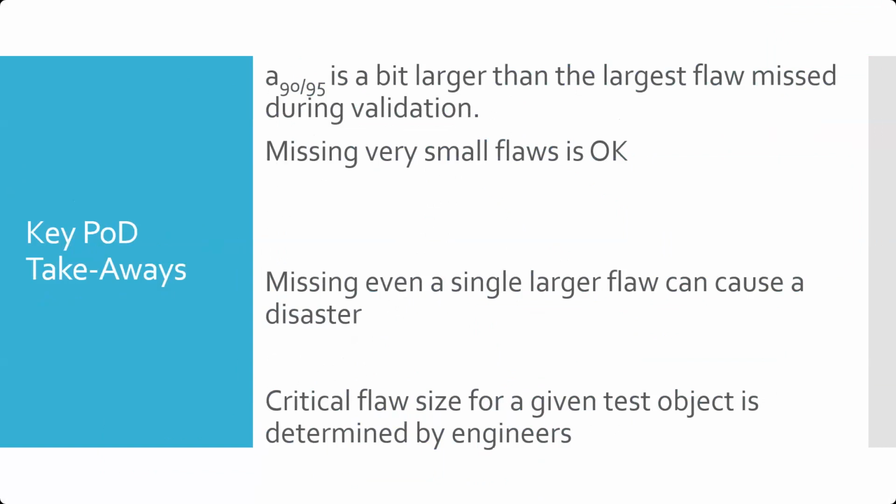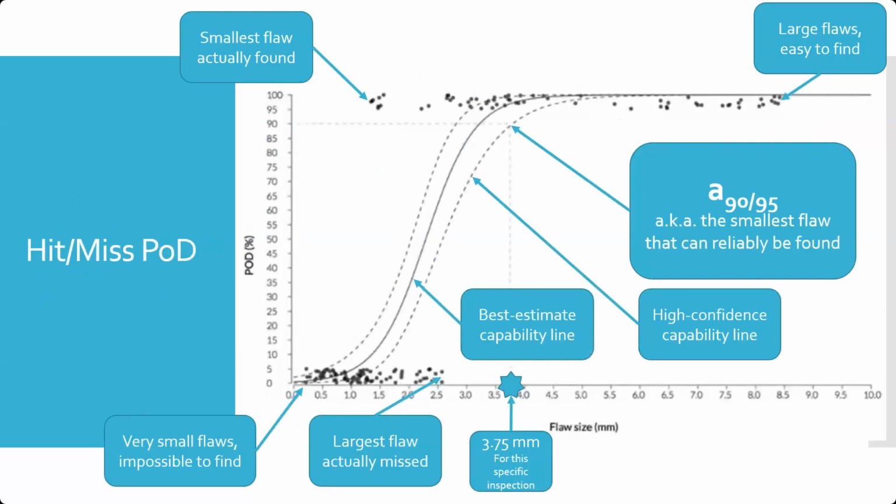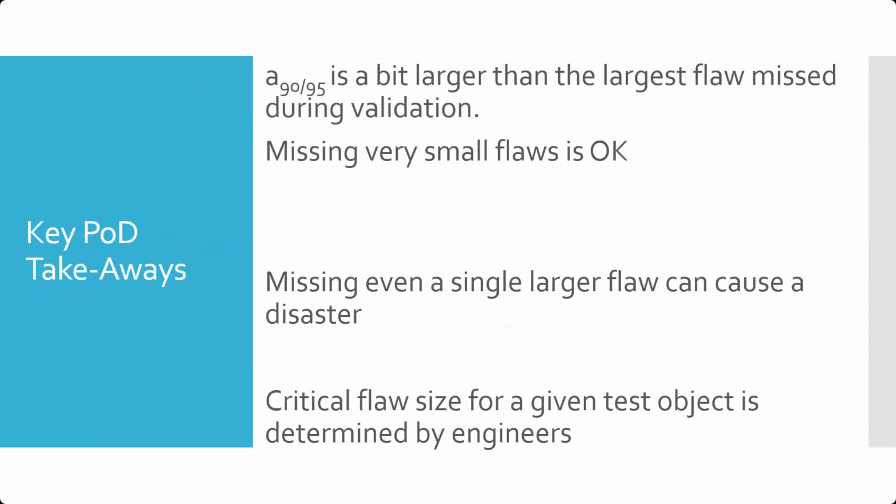But missing even a single larger flaw is highly likely to cause, or can cause, a disaster. And so the critical flaw size for a given test object oftentimes has to be determined by engineers, and specifically engineers and material scientists. So that's where that number will come from. Then we have to figure out, through the experimentation, what the inspection system looks like so we can get that A9095.